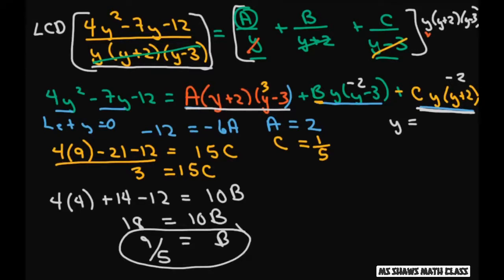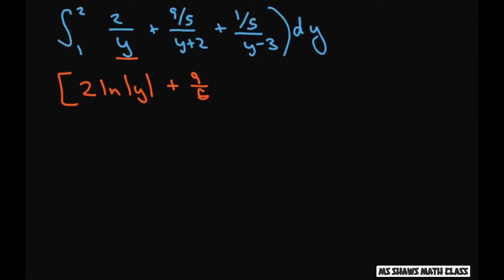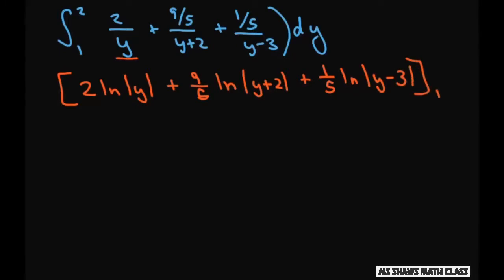So now we have our A, B, and C, and we can rewrite our integral. Let's rewrite it as the integral from 1 to 2 of 2 divided by y, that's your A, plus 9/5 divided by y plus 2, plus 1/5 divided by y minus 3, dy. All right? So for the first piece, going from 1 to 2, we're going to get 2 ln of y plus 9/5 ln of y plus 2 plus 1/5 ln of y minus 3, and this is going from 1 to 2.